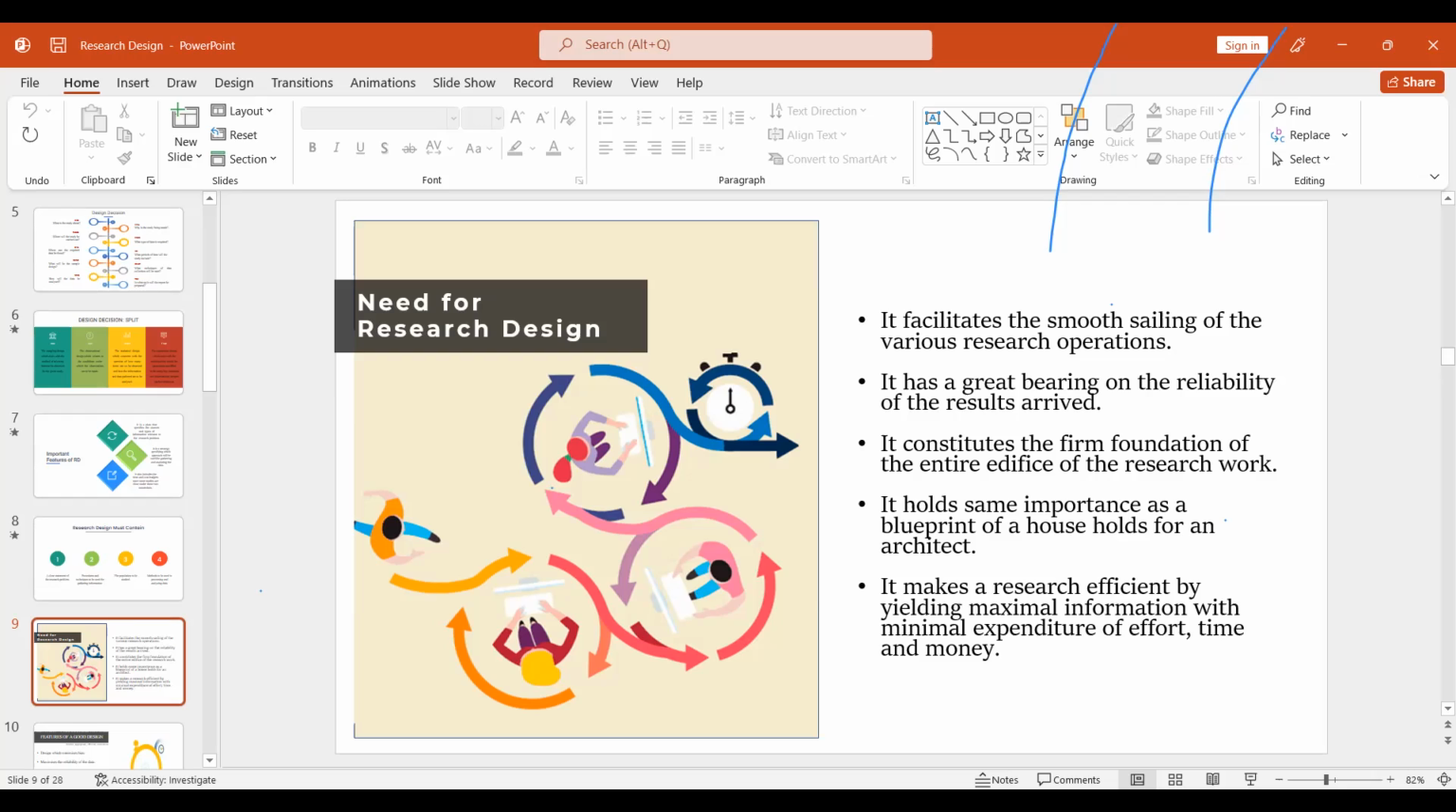So the third point with regard to the need for research design, it constitutes the firm foundation of the entire edifice of the research work. That is to say, preparation of the research design should be done with great care, as any error may upset the entire project.